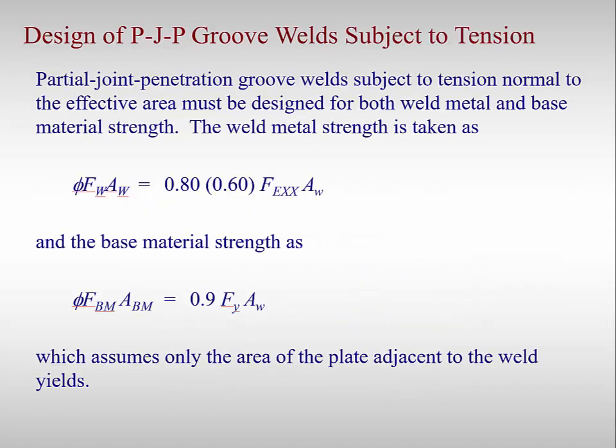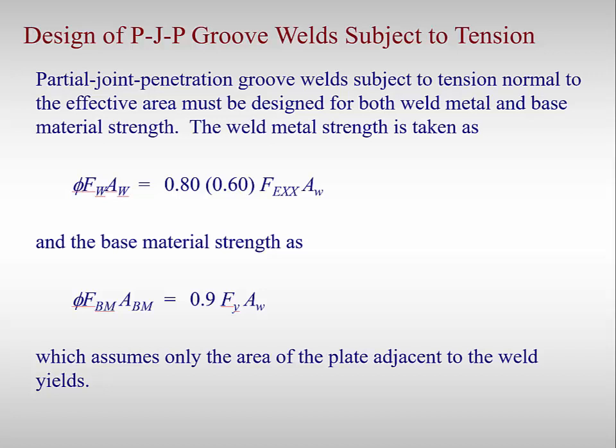When partial joint penetration groove welds are designed for tension, perpendicular or normal to the effective area of the weld, the design strength of the weld is given as 0.6 times the tensile strength of the weld metal times the effective area of the weld, and then reduced by a reduction factor of 0.80. Note that failure of the weld is assumed to be shear even though the force is tensile.